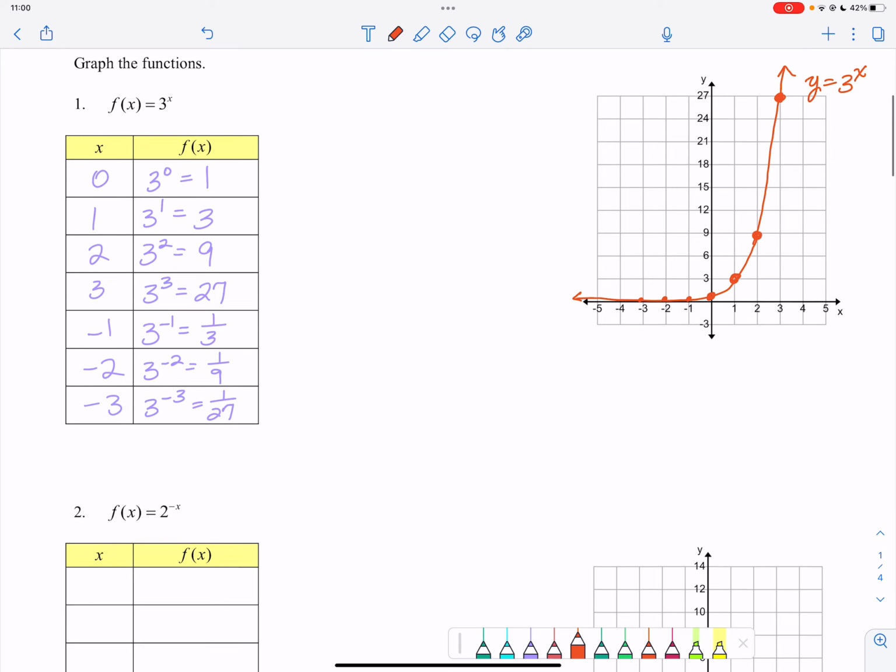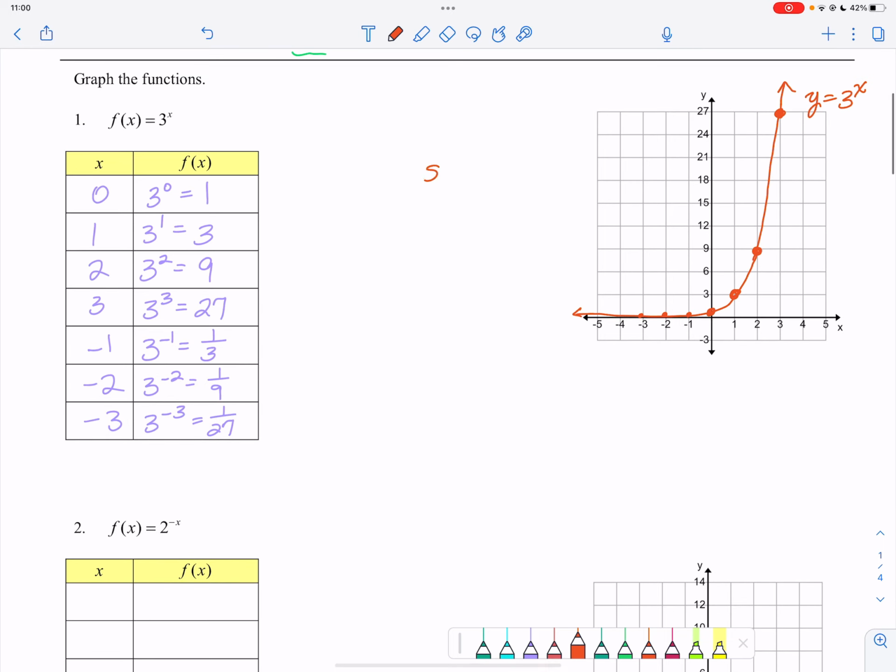Okay? And as you can see, this graph is steep in quadrant 1. And I always like to say that that's because the base is greater than 1. We'll talk more about that.